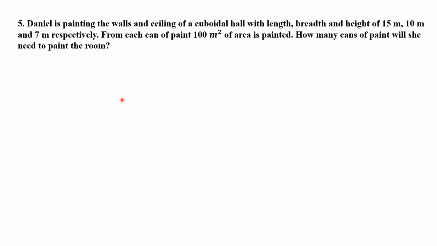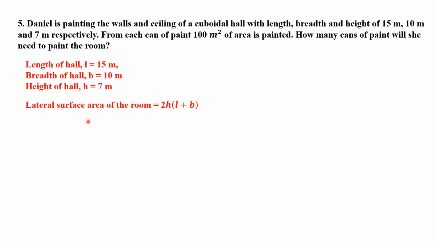The information given in the question is length of the hall is 15 meter, breadth is 10 meter, height is 7 meter. Now the lateral surface area of the room will be 2h times (L plus B), because the room is in the cuboidal shape, and for a cuboid the lateral surface area formula is 2 times height into the sum of length and breadth. Now I'm going to put all the values. It will be 2 into 7 and length plus breadth is 15 plus 10. From here if you calculate it, 2 into 7 is 14 and 14 into 25 will give me 350 meter square. So this is the lateral surface area of the room.